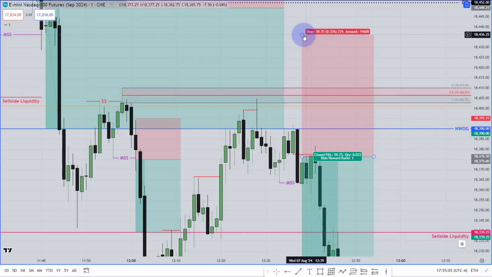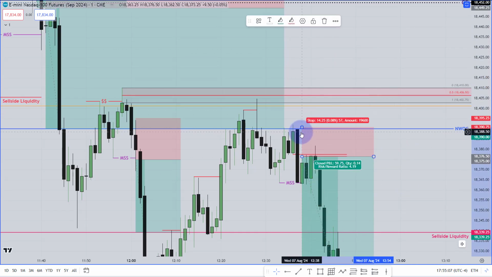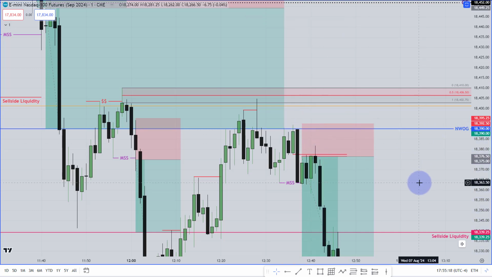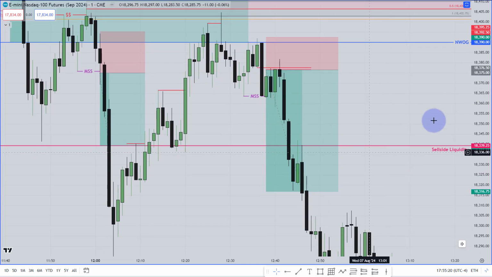What should be your stop loss? The candle which has made the fair value gap. This is the candle which has made the fair value gap. And you can see it is very near to that new week opening gap. Just put it a little above the new week opening gap, because it can come back again to trade that new week opening gap. Okay, it's up to you where you will put your stop loss.